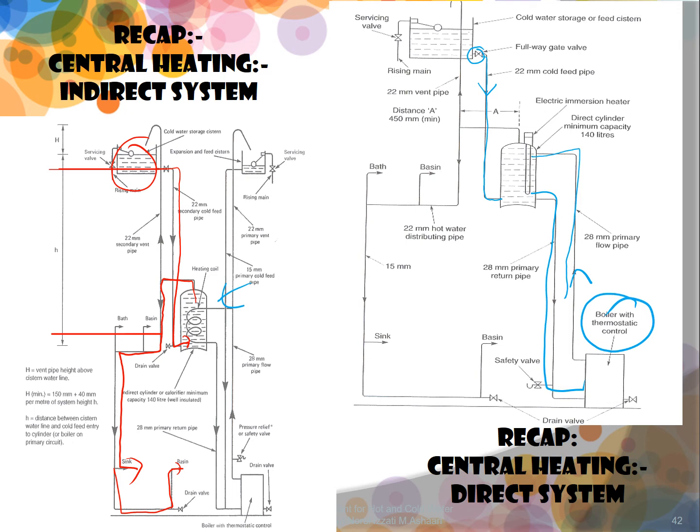You can recap from this view to see what type of pipe work needs to be used and is required to be measured. And from this particular view on the direct system, you can see where the water will flow. You can see here, the hot water distributing pipe will go to the basin and will go to the sink. The size of the pipe for the hot water is normally smaller. The normal size for our cold water system for the main outlet is normally 20 mm, 19 to 20 mm. But you can see here, the main distributing pipe is only 15 mm diameter.